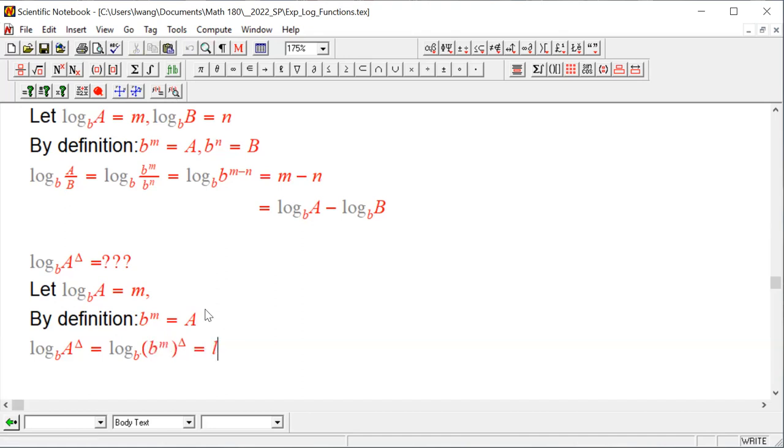Okay, so that's log base b of b raised to the power of m, multiplied by the triangle. So once again, by definition, we get the triangle times m. The order doesn't matter. And what would that be? The triangle and m equals this guy.